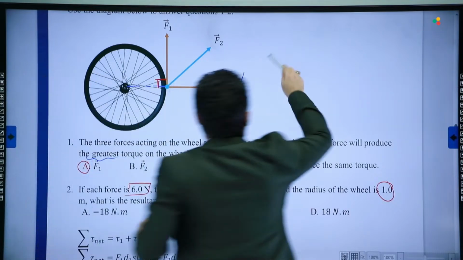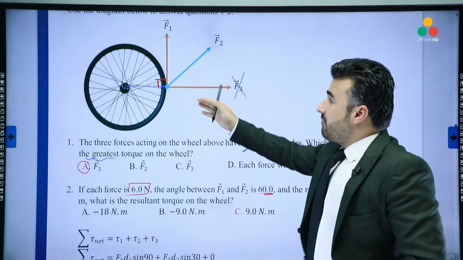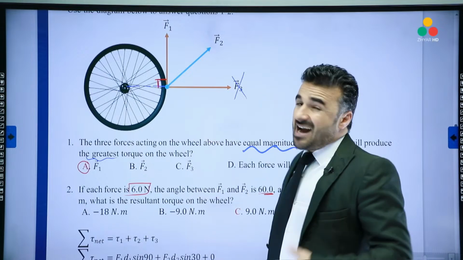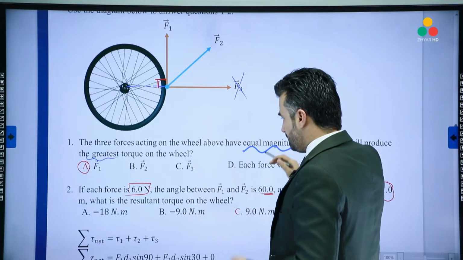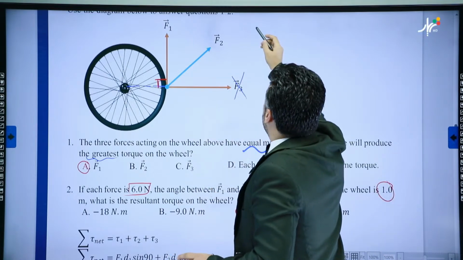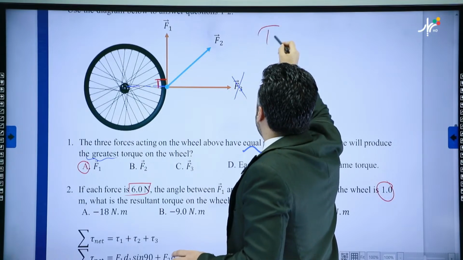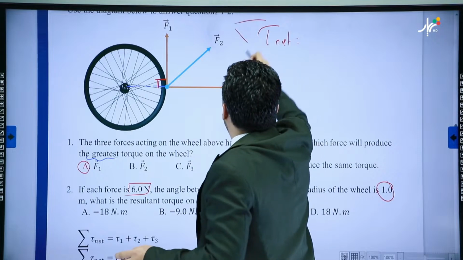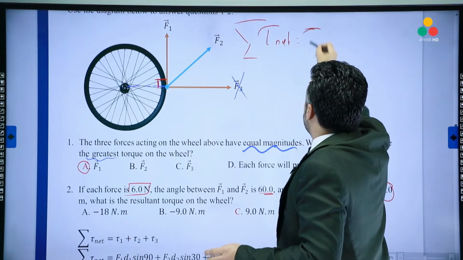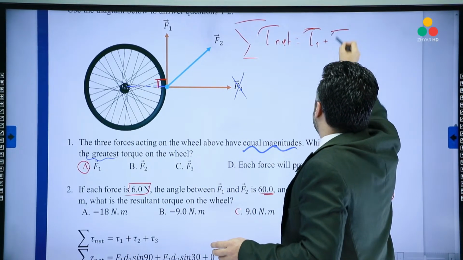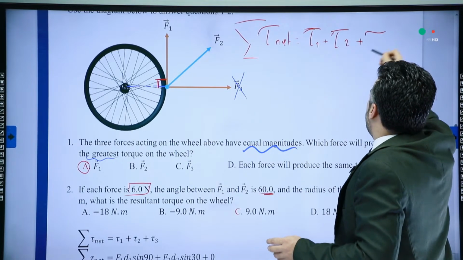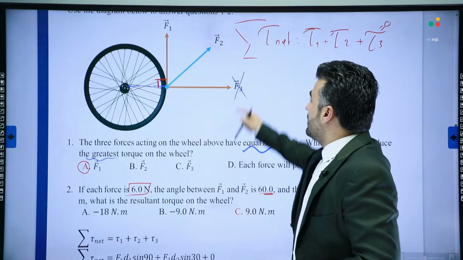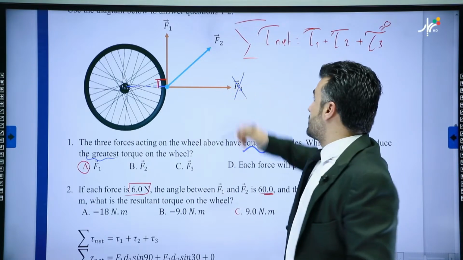Remember, we have 3 forces. F3 is not in the equation, because F3 is acting on the axis of rotation, so no torque. In this case, the net torque, or the sum of the torques, equals torque 1 plus torque 2, and then plus torque 3. But we said torque 3 will equal 0 because it acts on the axis of rotation.